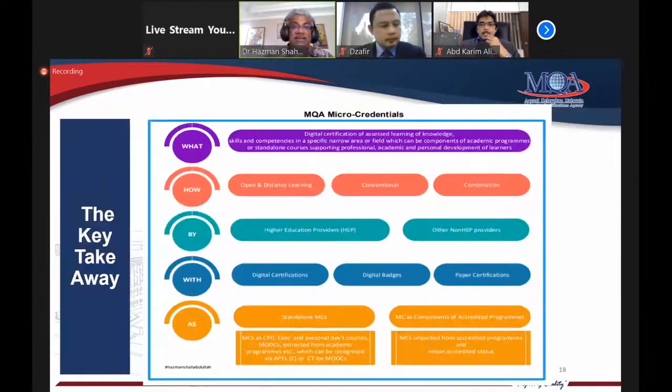This is the micro-credential guideline in brief. So if you're not looking at all the rest of this, the last slide will give you what it is. It is digital certification and assessed learning in a very narrow field. And it can be a part of an accredited program or standalone, and it serves a variety of purposes. How can it be delivered? In open ODL, conventional, and also a combination of these modes. By whom? By higher education providers and also other providers. The standalone can come from any other providers as well.